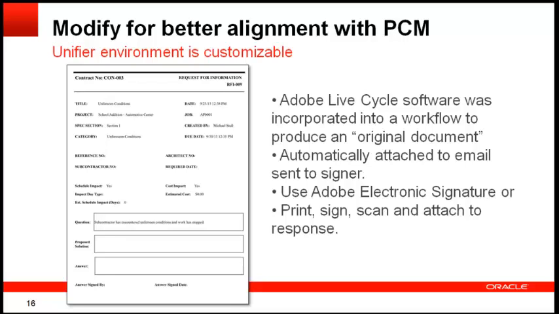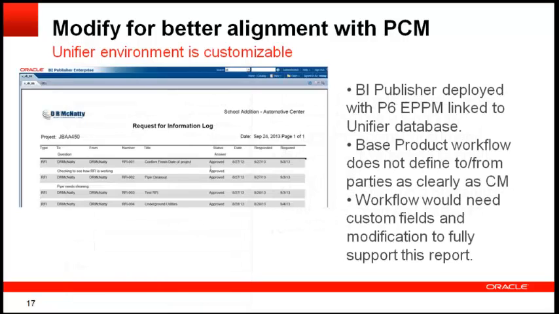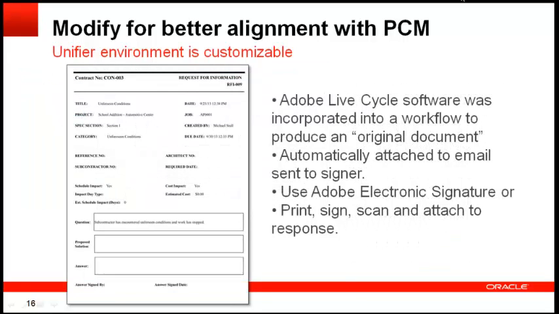Now, there are some modifications that you'll need to do to better align with how contract management works. And one of them is to be able to create an original document. So Lynn was able to take Adobe Lifecycle software, load it on our server, and incorporate it into a workflow, and was able to produce an original document. Might not be the greatest looking of RFI forms right there, but it definitely proves the concept that you can produce an original document with a workflow.